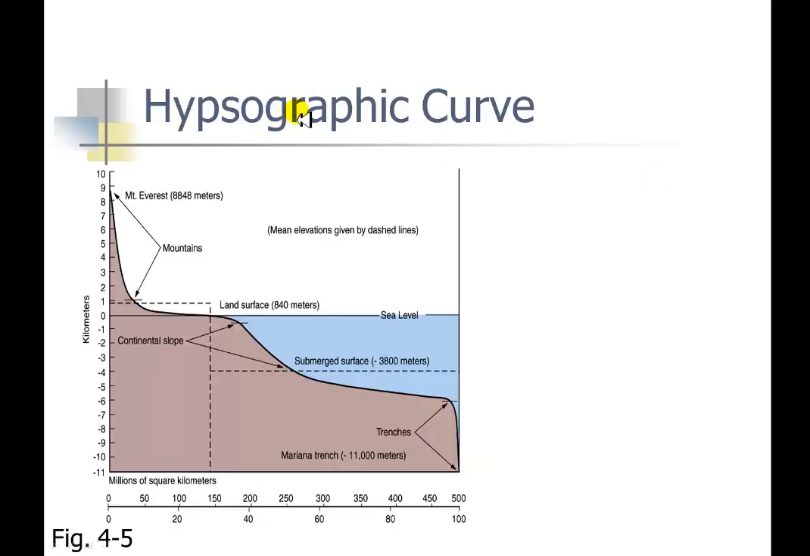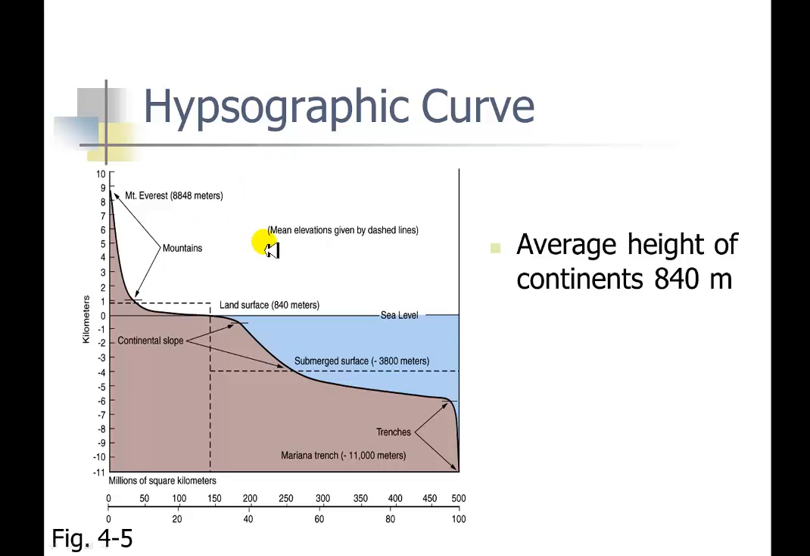Hypsographic curve, which I showed you in Unit 1, and all this basically does is it shows us that there's much less land sticking above sea level as there is below, which means there's less land on the surface of the earth than there is water.